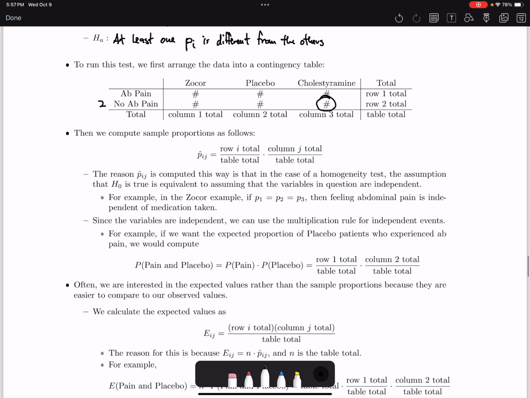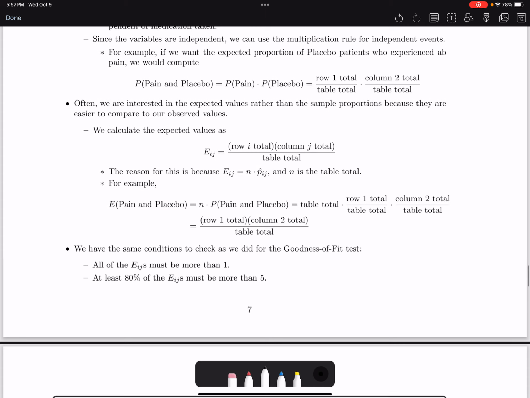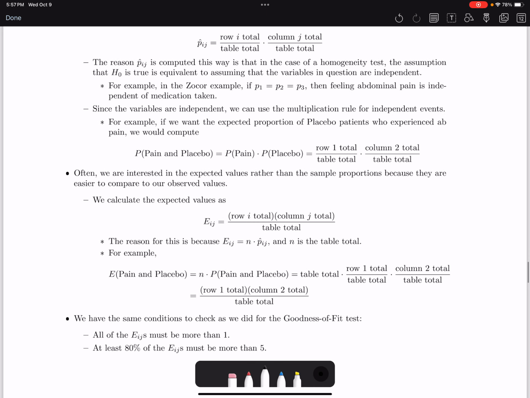We're not going to be doing any of this by hand, by the way. I just thought I'd give you some of the reasoning that's going on behind the scenes. Of course, if we don't want the sample proportion, but instead we want the expected value, then we would multiply again by the table total, and we would just end up with this expression for the expected values. And this is what the app will be doing when it computes expected values for us.